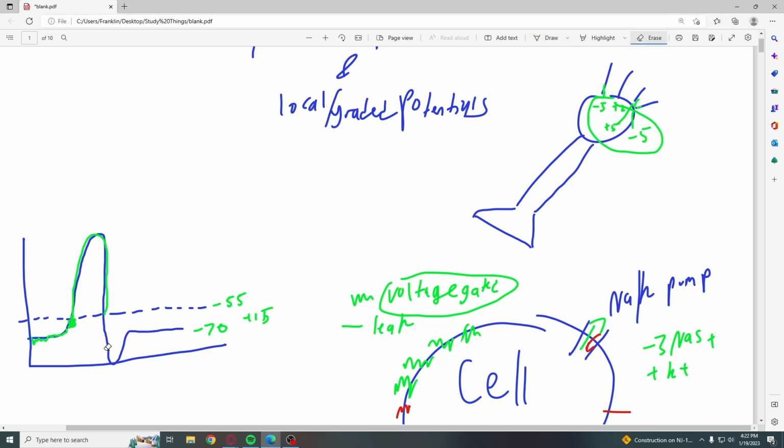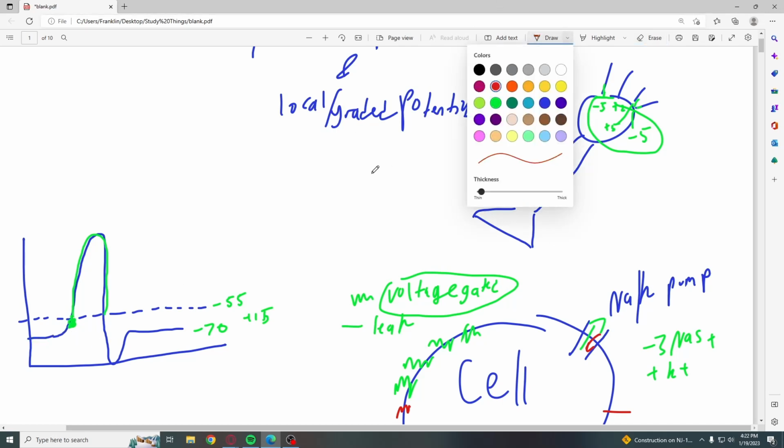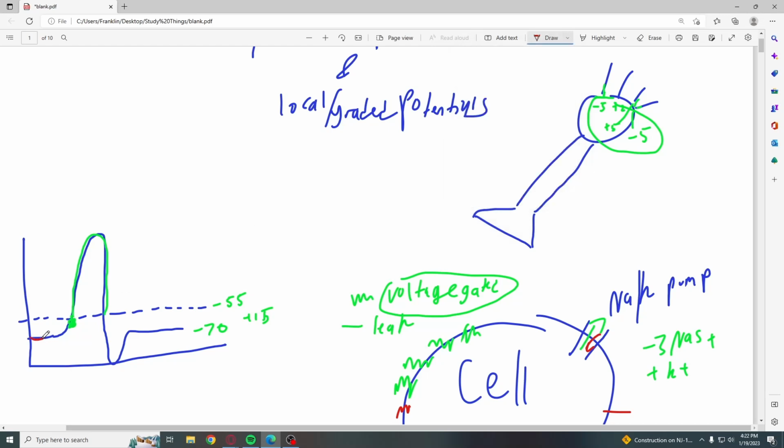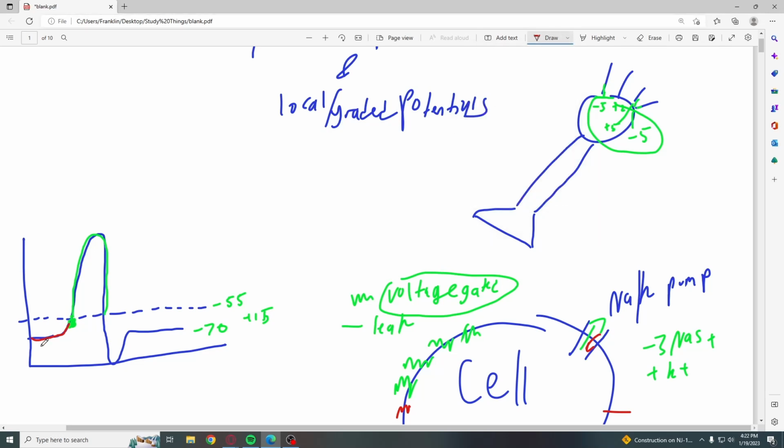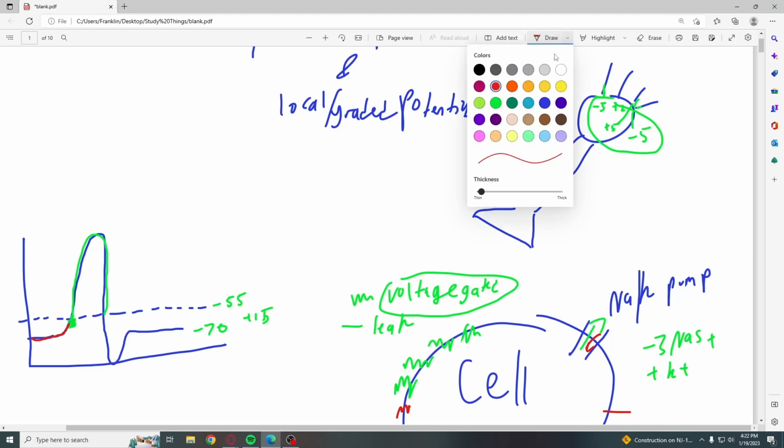Hold on, let me erase that real quick. What I'm going to put in red is the graded potentials. So over here is the graded potentials, or local potentials. This is the point when you're adding, but then all of this is the action potentials. So what happens here is, let's do it in a different color.